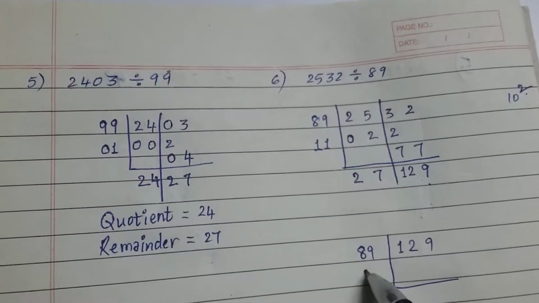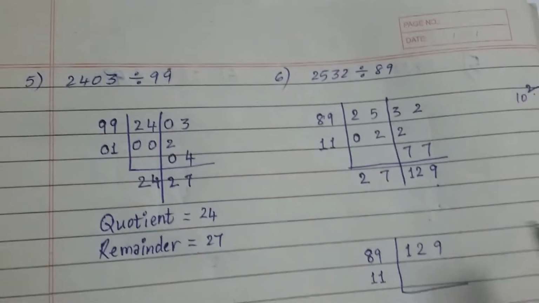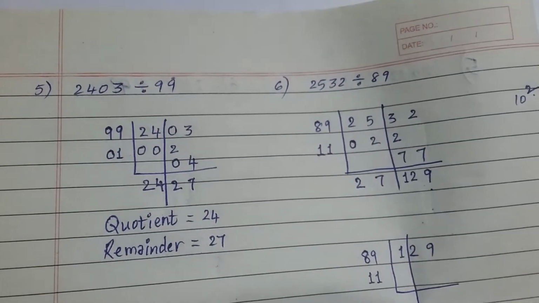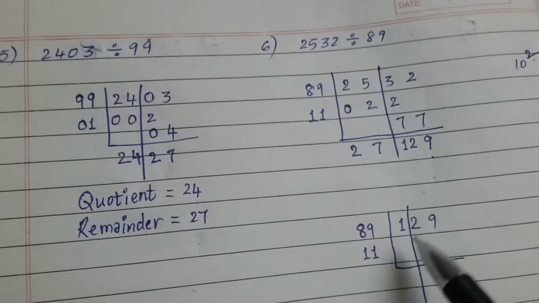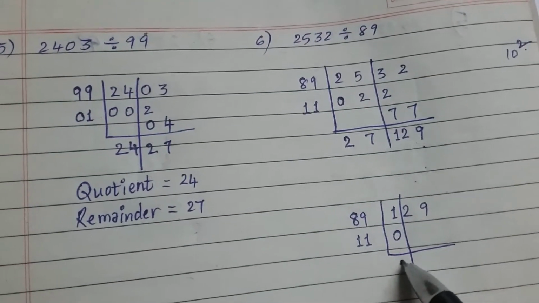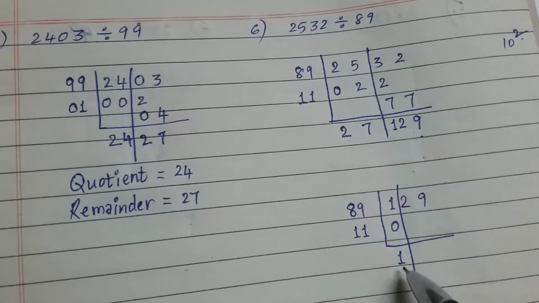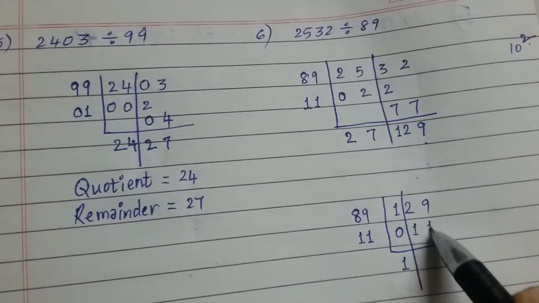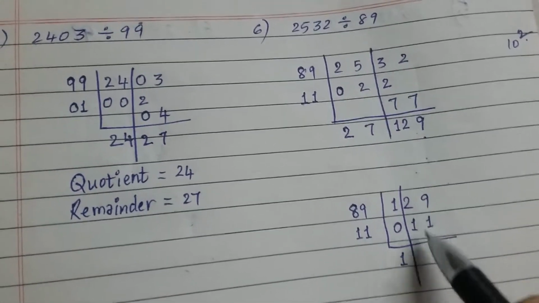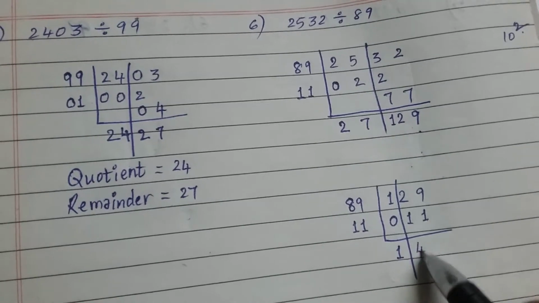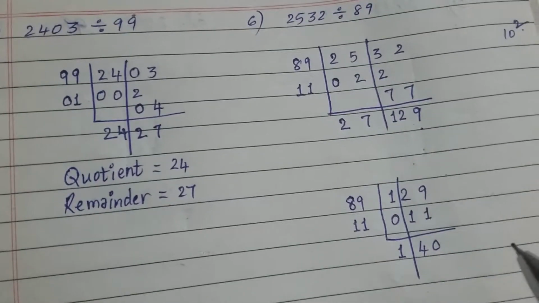So the complement of 89 here is 11. By our usual method, we'll put one separation line and put 0 below the first digit. 1 plus 0 is 1. 11 into 1 is 11 here, and 29 plus 11 is 40 here.